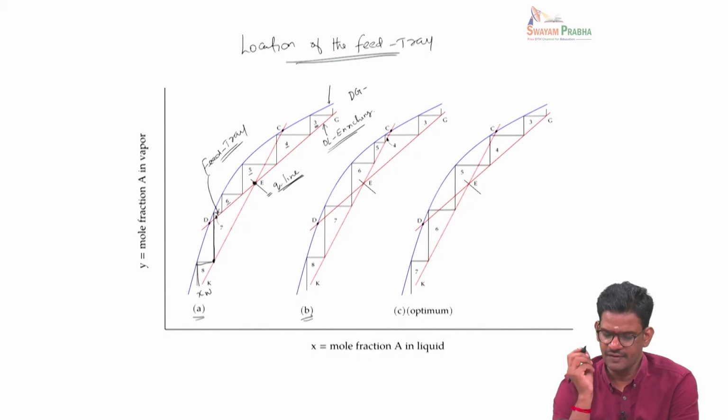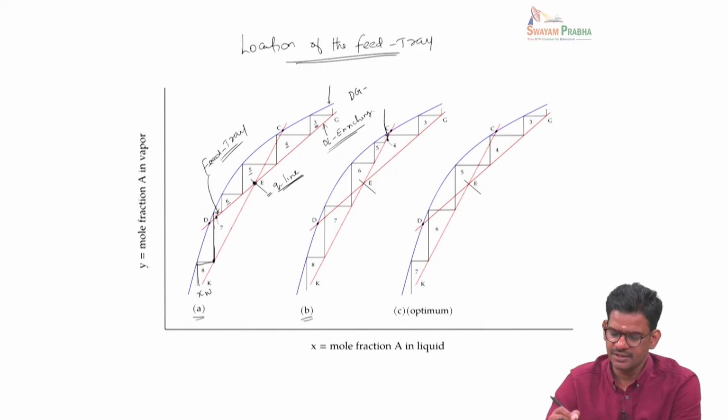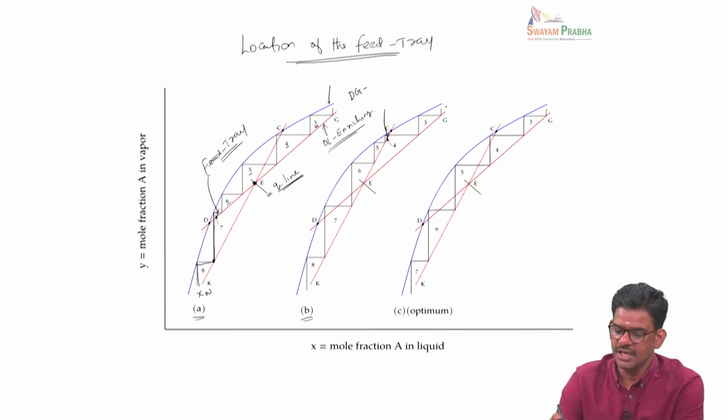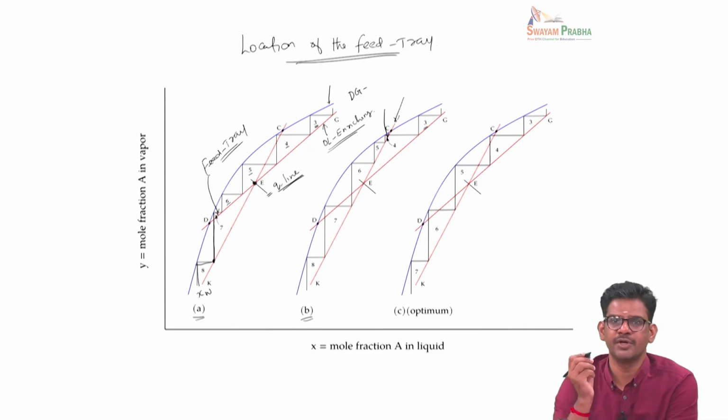From seventh tray onwards, we make a transition to the exhausting line. This is because when we introduce the feed, the flow rates are changed. Then the operating line will have to go from enriching section to exhausting section. Now, if you consider this case B, where the feed is introduced at the fourth tray, in this case we use the enriching operating line up to stage 3, and then when we come to stage 4, we make a transition to the operating line corresponding to the exhausting section.